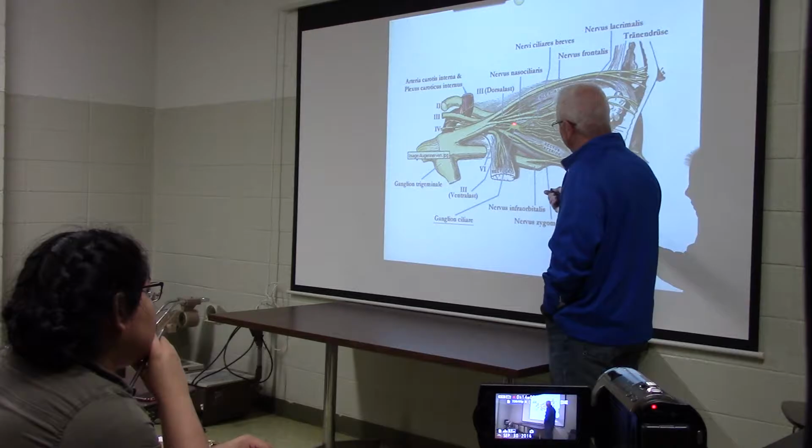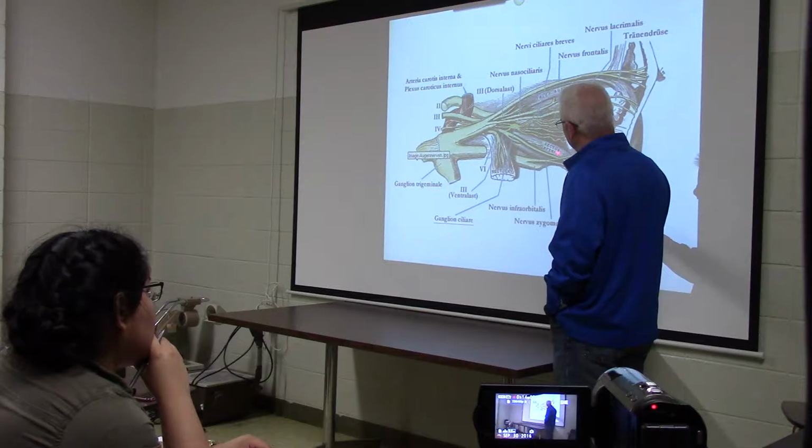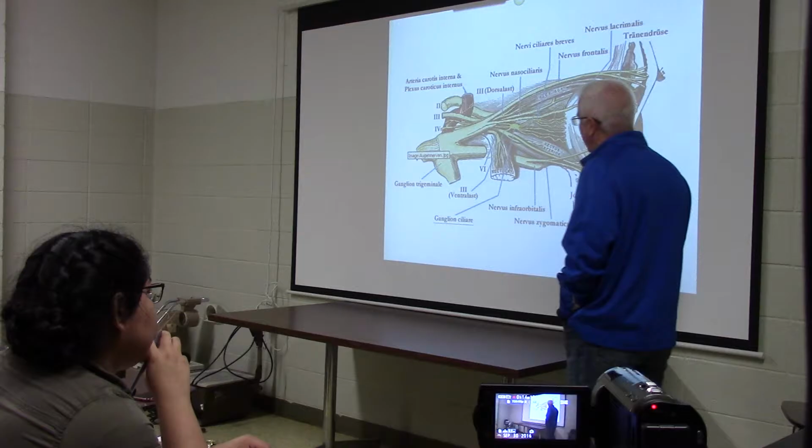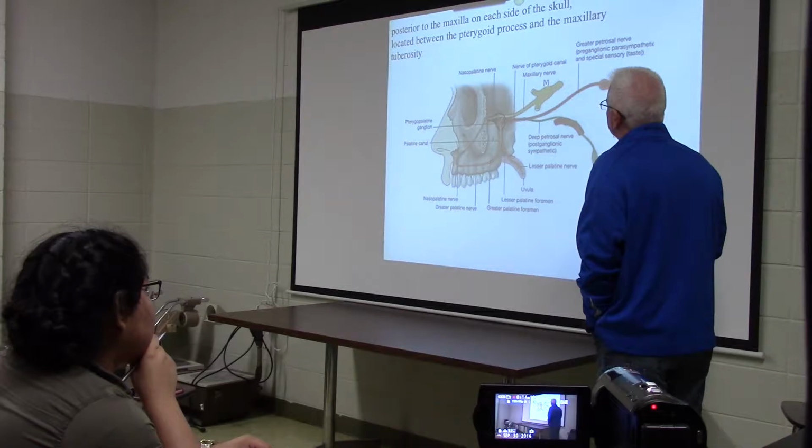Here's the eye here. There's your inferior oblique. Here's the inferior rectus. We did these all last time, superior rectus, and there's the ciliary ganglia right there, behind the eye. Here's the second one. This is the pterygopalatine ganglia. And so you can see it labeled right here.